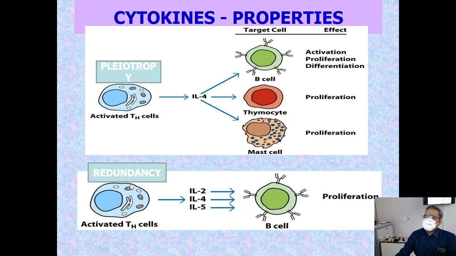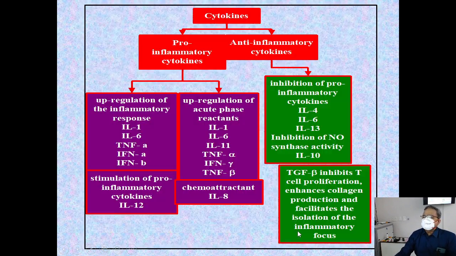The second thing is redundancy. So it is not just one mediator. A huge number of mediators do the same function. So if B cells have to proliferate, you get multiple signals. Interleukin 2 is also there, 4 is also there, 5 is also there, 6 is also there. All of them can stimulate a B cell to proliferate.